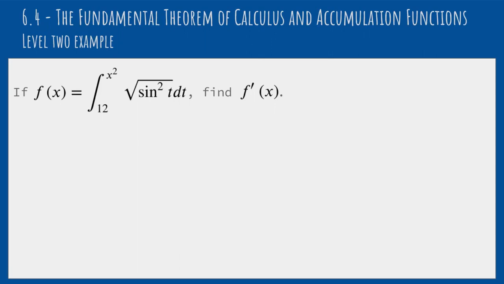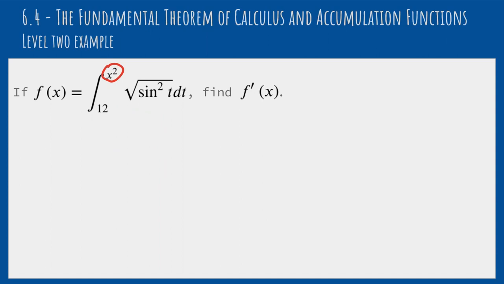I want to take a look at a couple examples using the fundamental theorem of calculus and the chain rule. So in this example, this would be a really easy problem. It'd be pretty straightforward if this was just an x here, because our answer, we would just take the x and plug it in for t, and it would be the square root of sine squared of x. However, since it's an x squared, we're going to treat this as an inner function.